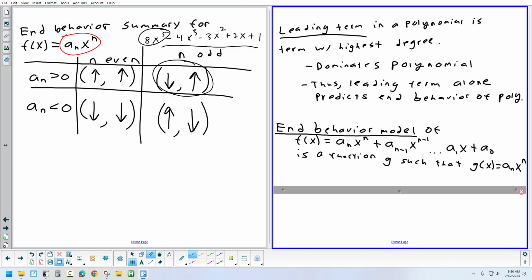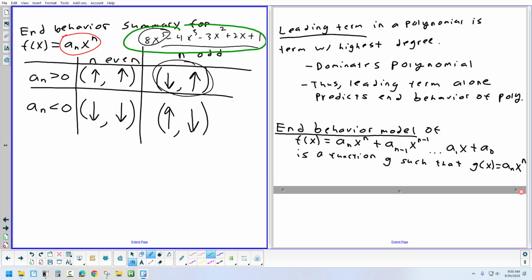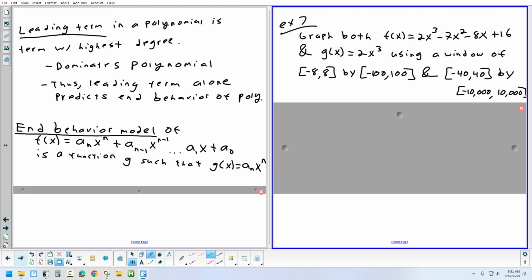So in general, that highest term is called the end behavior model. We'll abbreviate it EBM. So if I asked you for the EBM of what I just circled in green, you would say 8x to the 5th. That's the end behavior model. End behavior model is a simplified version of your polynomial.